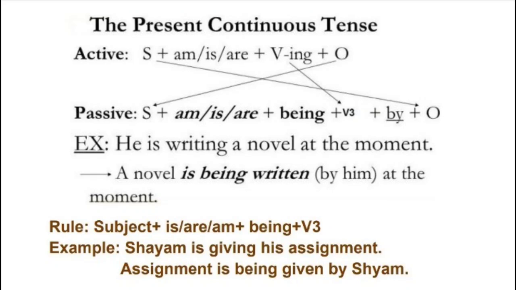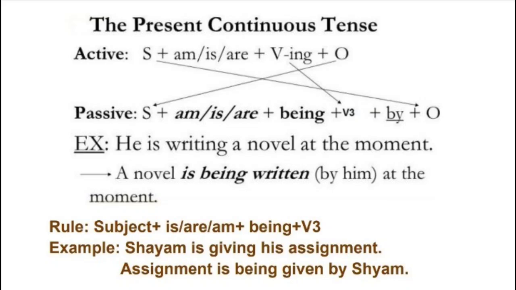In present continuous tense, the structure in active is subject plus am, is or are plus verb plus ing plus object. In passive voice, subject plus am, is or are plus being plus verb 3 plus by plus object. So look at the example given here for present continuous tense. He is writing a novel at the moment. The novel is being written by him at the moment.